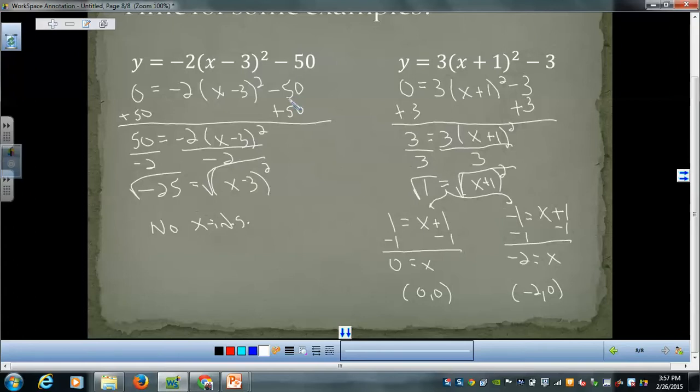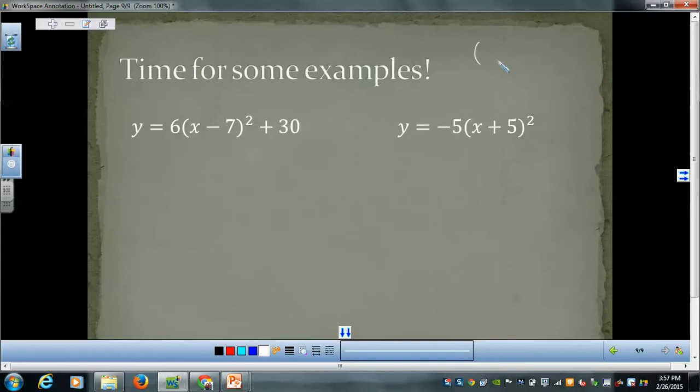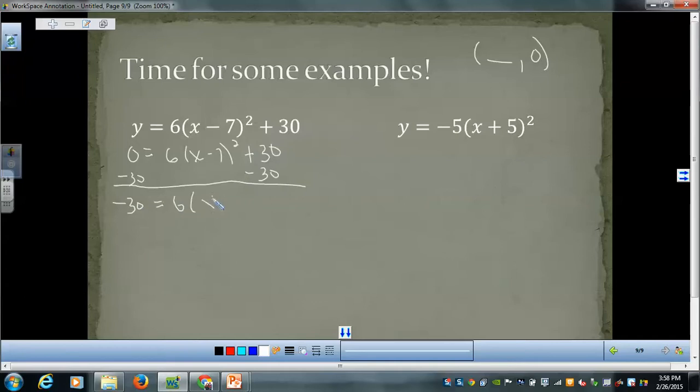All right, let me do two more examples with you before you try some on your own. So once again, we're looking for an x-intercept. So it's going to be x, comma 0. So I'm going to plug 0 in. Now, once again, I see my parentheses are locked. So I'm going to try to clear everything else away first. I'm going to subtract 30, subtract 30. So I get -30 equals 6 times x minus 7 squared. Then I'm going to clear this off. I get -5.